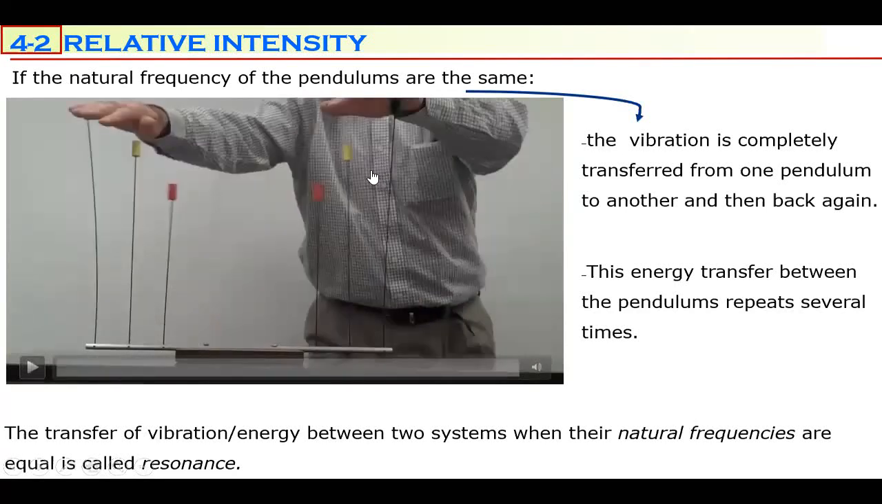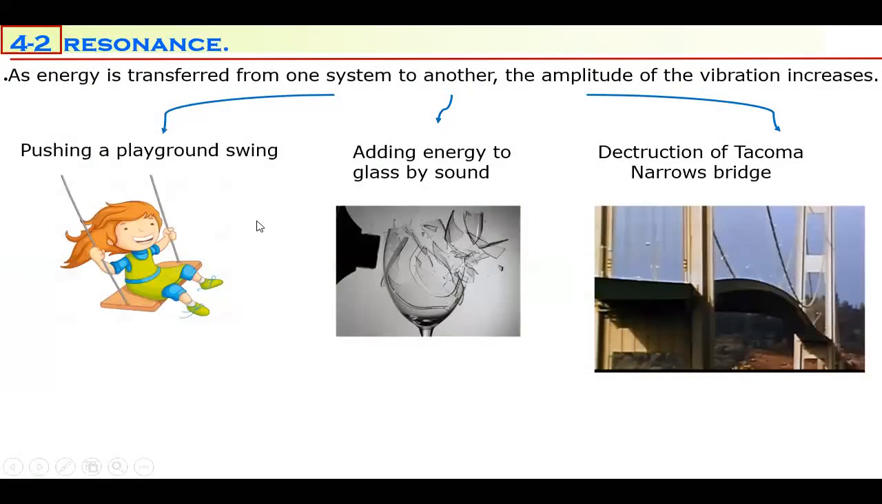Resonance basically means you can transfer energy from one vibrating system to another if their frequencies are equal. This is called resonance. In our life, when energy is transferred from one system to another, of course the amplitude of vibration of the other system increases. A good example is pushing a playground swing. You go to the playground, and then you put your sister or another elder sister sitting on the swing.